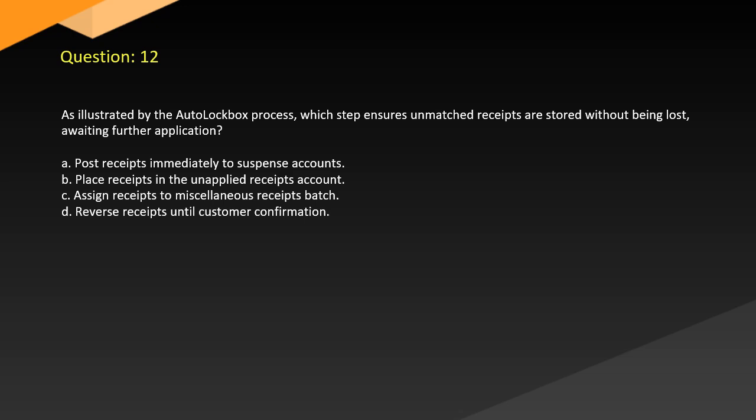Question 12. As illustrated by the AutoLockbox process, which step ensures unmatched receipts are stored without being lost, awaiting further application? A. Post receipts immediately to suspense accounts. B. Place receipts in the unapplied receipts account. C. Assign receipts to miscellaneous receipts batch. D. Reverse receipts until customer confirmation.